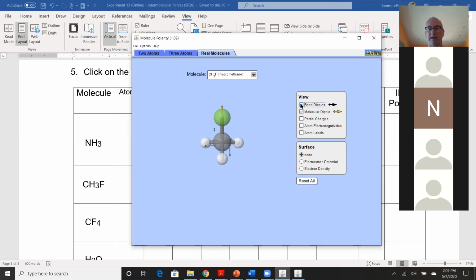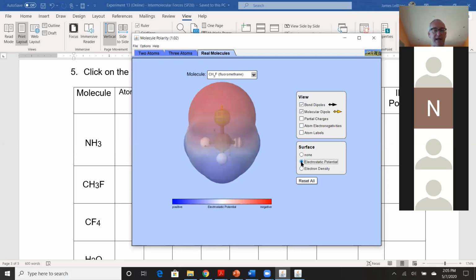So we do have bond dipoles and molecular dipoles. It's a polar molecule. And this is what the overall electrostatic potential would be. It's slightly more negative on the top and slightly more positive on the bottom. So it's not as polar as one would expect it to be, just based on the fact that carbon has slightly more partial negative charge than you would expect it to.